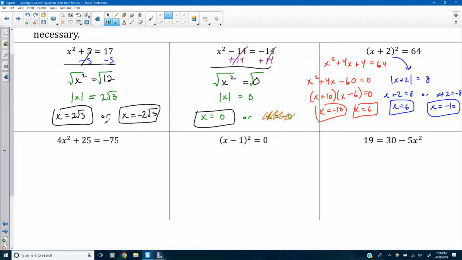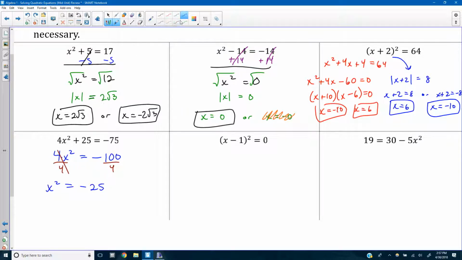Okay, 4x squared plus 25 equals negative 75. So I'm going to subtract 25 from both sides. Again, I want to isolate my quadratic term right there. It's not fully isolated. 4 is multiplying with that. So let's divide both sides by 4. Let's go ahead and take care of that. Divide by 4. We will get x squared equals negative 25.